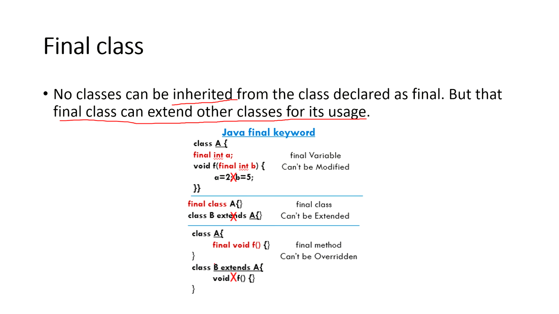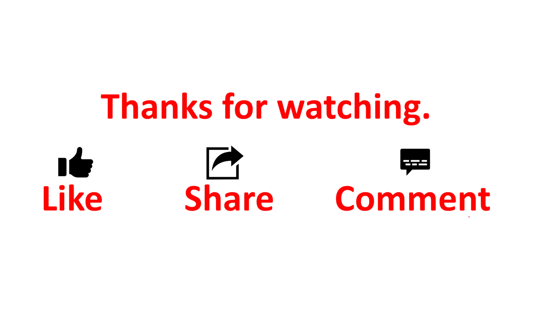Now talking about the final method, you can see there's a method f that's final. Then in the extended class, the same method has been created again. So these two follow overriding. As we know, overriding is not allowed because this function was declared as final, so it will generate an error. I hope the final keyword was clear to you.